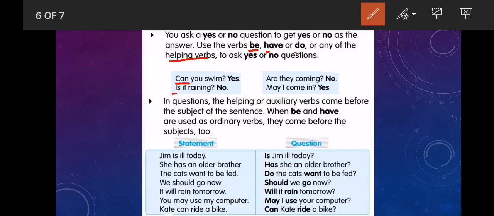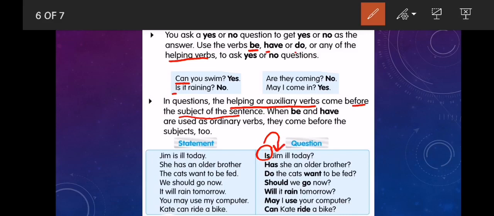So in questions, the helping or auxiliary verbs, they come before the subject of the sentence. Dia datang sebelum subject of the sentence. When be and have are used as ordinary verbs, they come before the subjects too. Means dia perlu sebelum subject. Okay, for example, is Jim ill today? So maknanya is di sini dia sebelum itu subject. Jim di sini. Jim, masih ingat lagi kan?